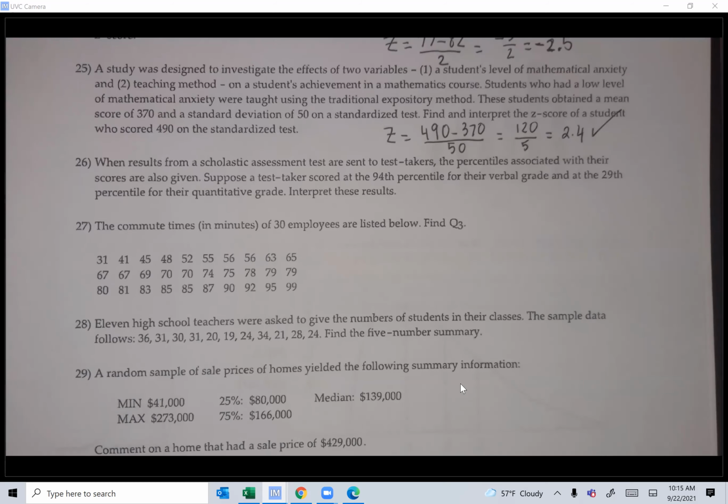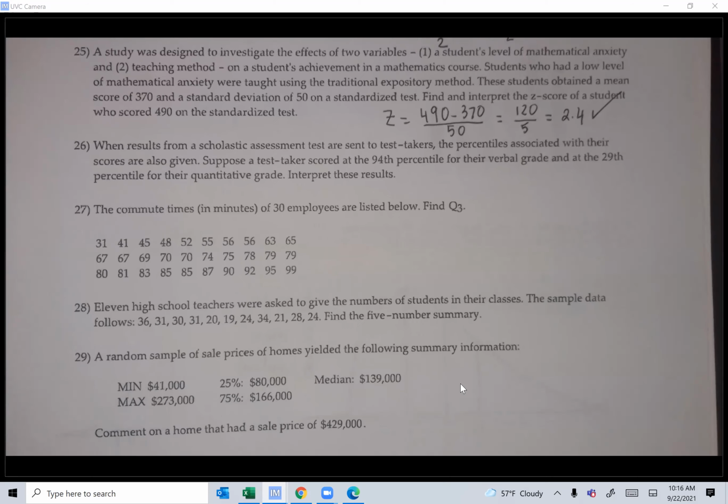Okay, 94th percentile, guys, means that this student did better than 94% of the students on the verbal grade. 29th percentile means the student did better than 29% of the students on the quantitative grade. It also means that if you subtract 29 from 100%, 71% of the students did better than this particular student. So that's what a percentile is. So when I tell you next week that you scored in the 85th percentile, it means that you did better than 85% of the students.